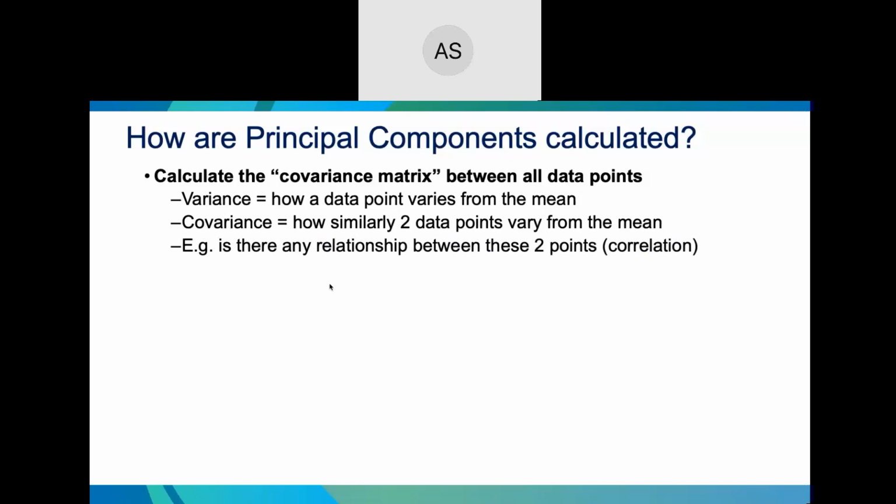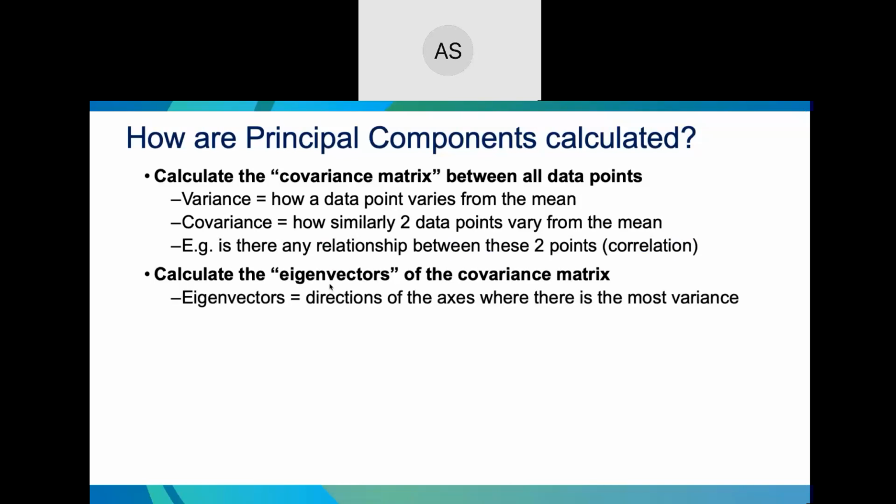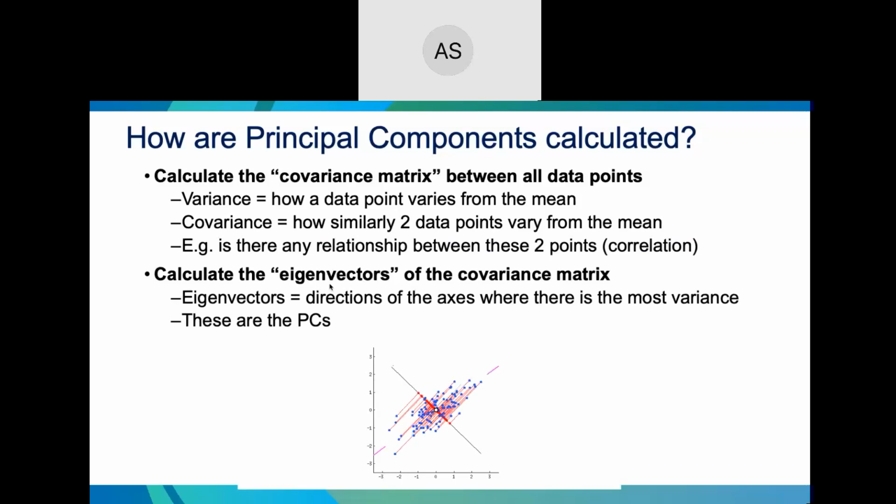Then we use this covariance matrix to calculate what's called in linear algebra an eigenvector. And an eigenvector simply means the direction, if you plot your data on x and y axes, of the axes where there's the most variance. I have a plot that perhaps some of you have seen before, and let me know if this animation isn't showing up on your end.